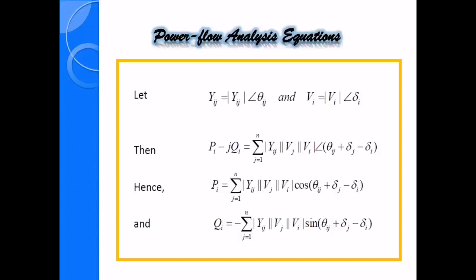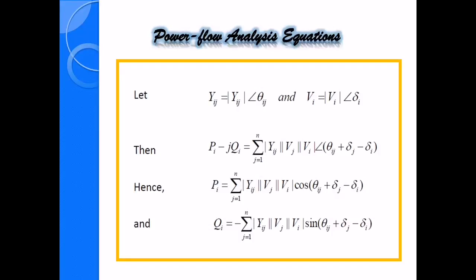Let us write down each and everything. Yij has a magnitude and a corresponding angle theta ij. Likewise Vi has its magnitude Vi and angle delta i. Normally for V the corresponding angle is delta, and for Y the corresponding angle is theta. So Pi minus jQi is sigma, and I am writing the magnitudes: Yij magnitude, Vj magnitude, Vi magnitude, and the overall angle is theta ij for Yij, delta j for Vj, and delta i for Vi.